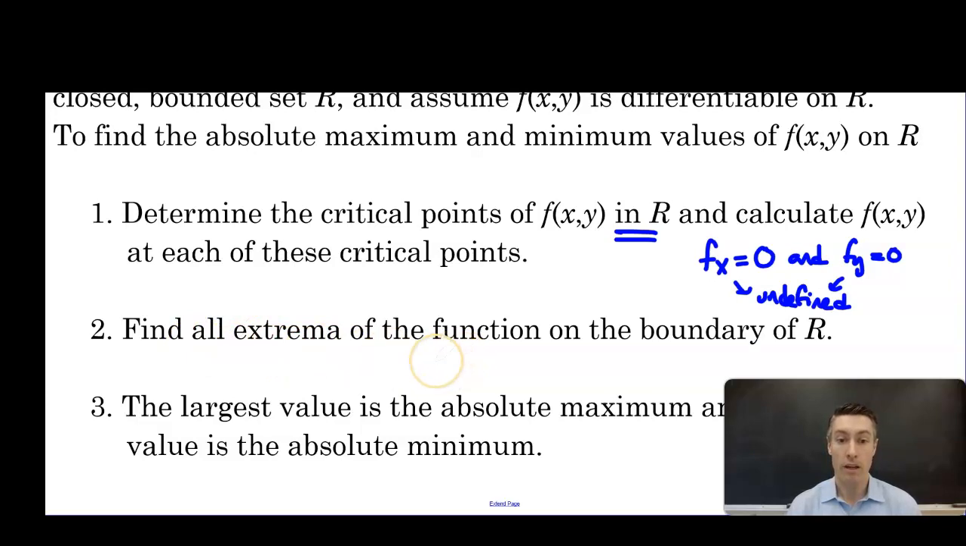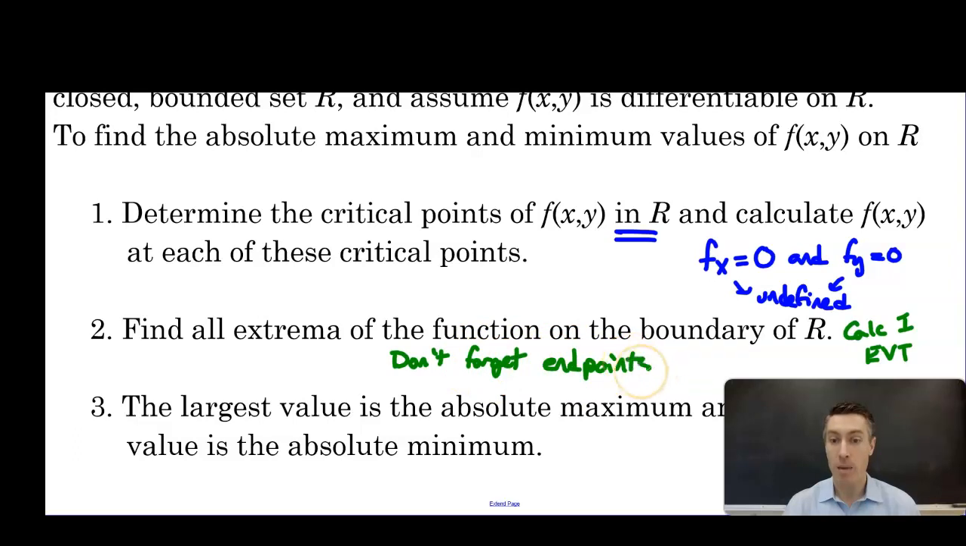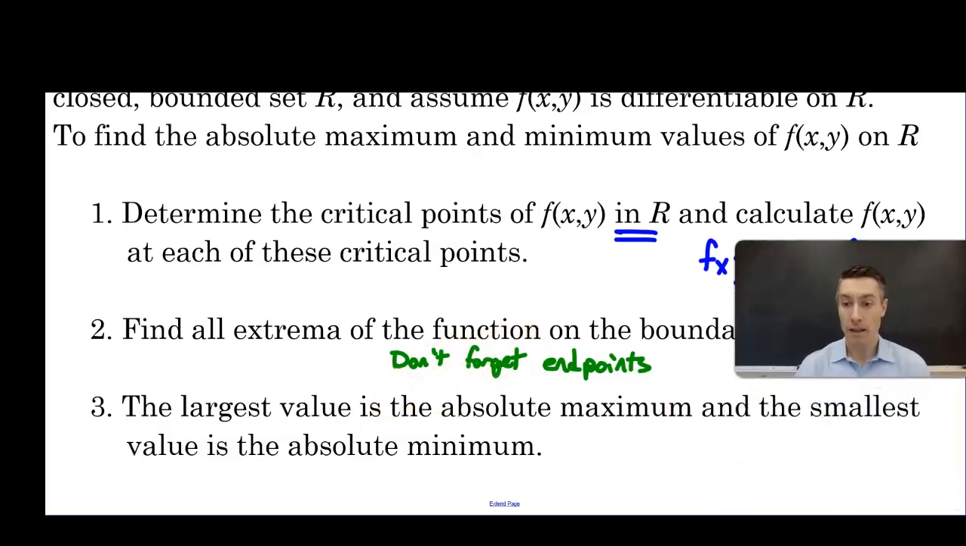Okay, so find all extrema. This is really just going to be Calc 1 extreme value theorem, which is saying single variable extreme value theorem. And we want to put a reminder to ourselves, don't forget endpoints. Right? The endpoints of each boundary curve of the region need to be included, the same way that the endpoints were included when you were doing single variable extreme value theorem. And then, as our conclusion, the largest value that we get as an output is the absolute maximum, and the smallest value is the absolute minimum.